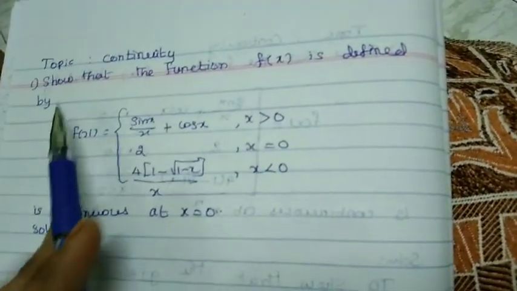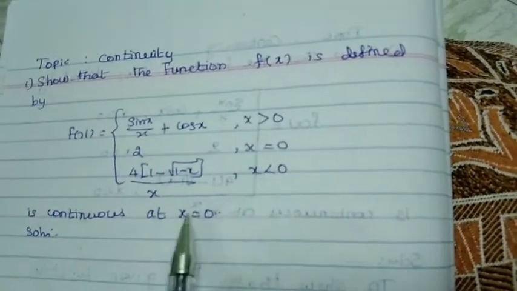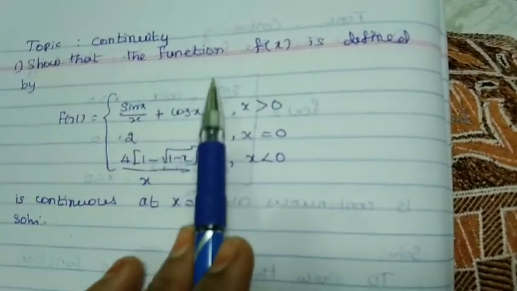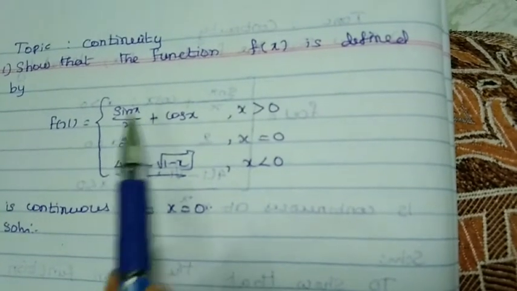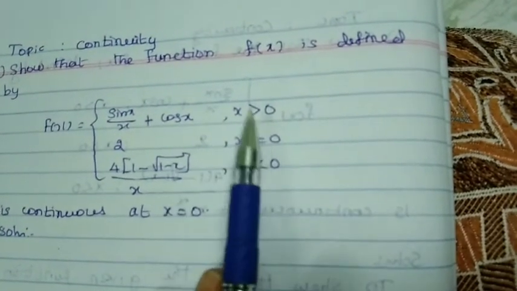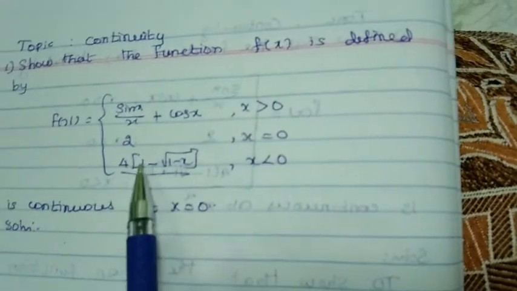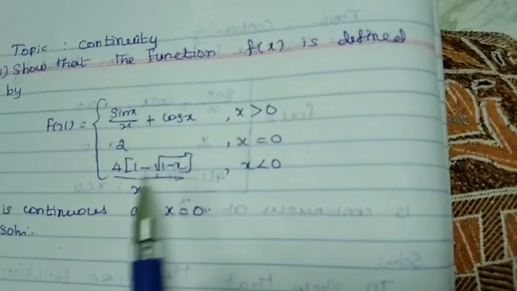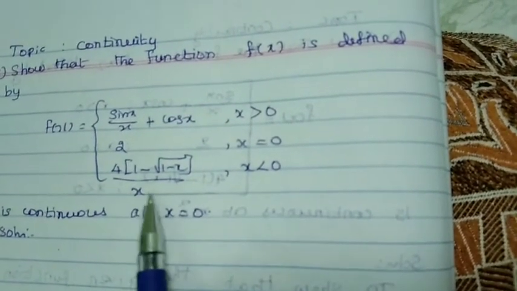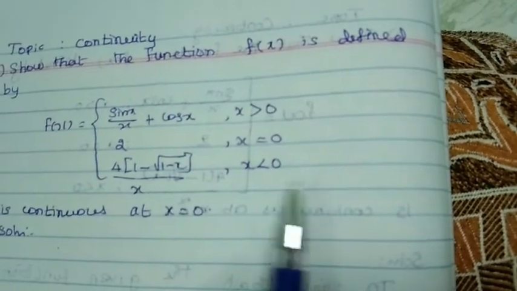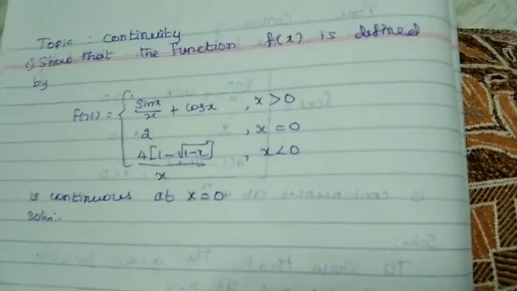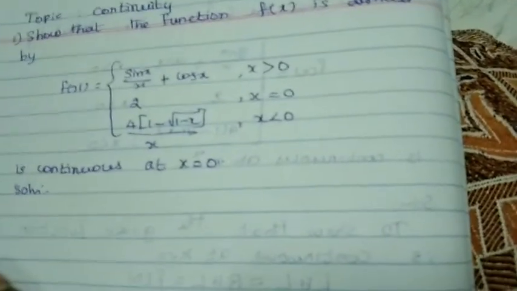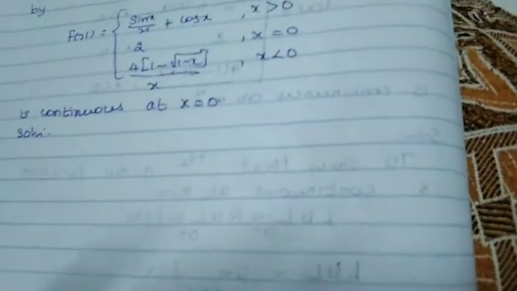We want to show that the given sum is continuous at x equal to 0. Show that the function f of x defined by f of x equals sin x by x plus cos x when x is greater than 0, 2 when x is equal to 0, and 4 into (1 minus root of 1 minus x) by x when x is less than 0, is continuous at x equal to 0. We want to show that. Now we want to see the solution for the sum.